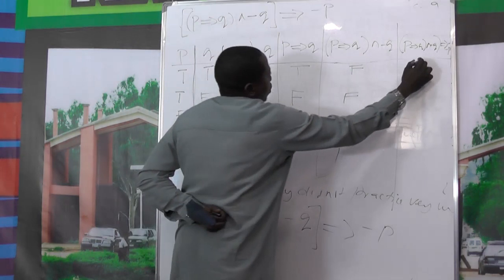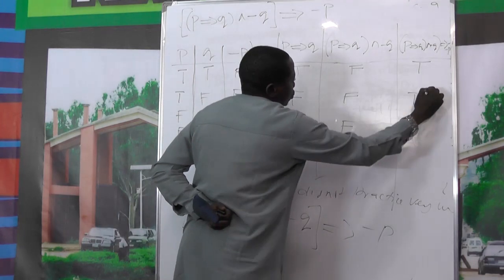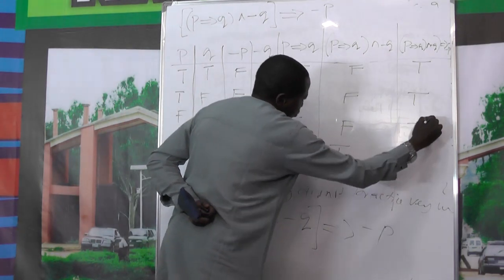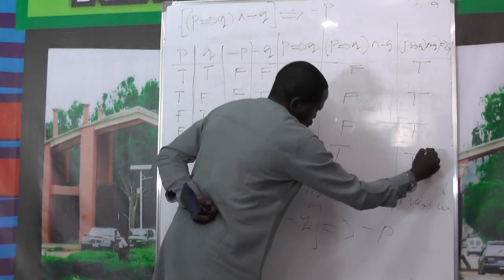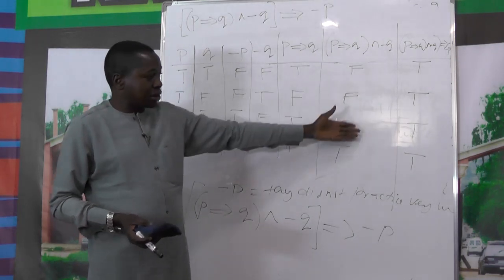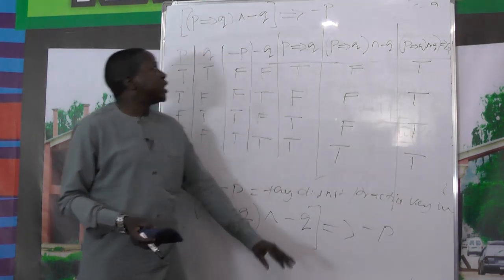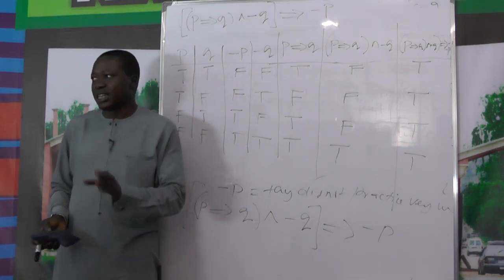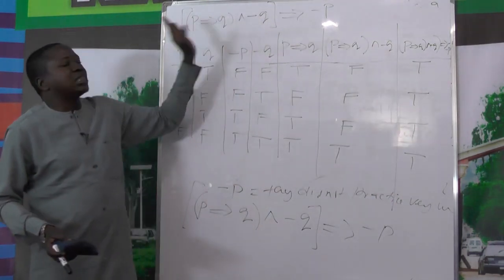False imply false, we have true. False imply false, we have true. False imply true, we have true. And true imply true, we have true. Now, this one is a tautology statement. We are having true, true, true, true. Since we are having the tautology here, it means this argument is valid. Since everything here is T, T, T, T, the argument is valid.